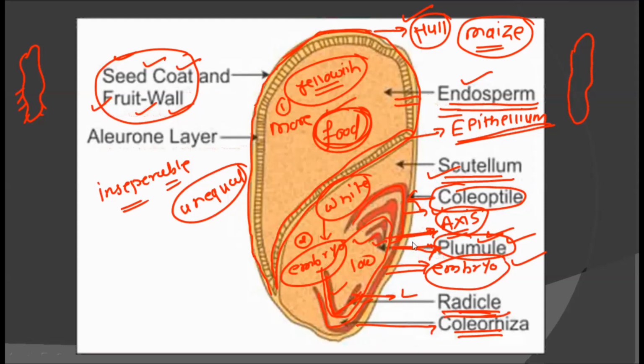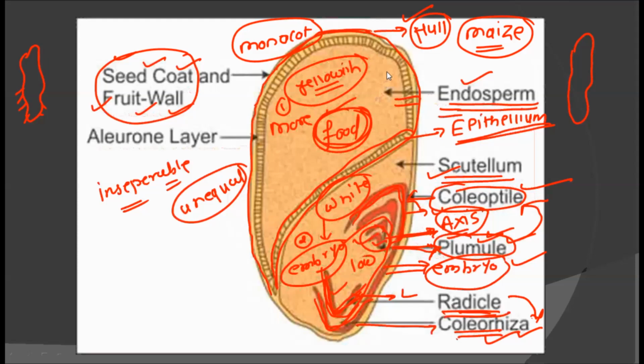So you should remember carefully, the plumule is protected by a layer. That layer is called the coleoptile. So the plumule is directly related with the coleoptile, while the radicle is protected by a layer called the coleorhiza. So the radicle is directly linked with the coleorhiza. So these are all the structural components in the monocot seed.